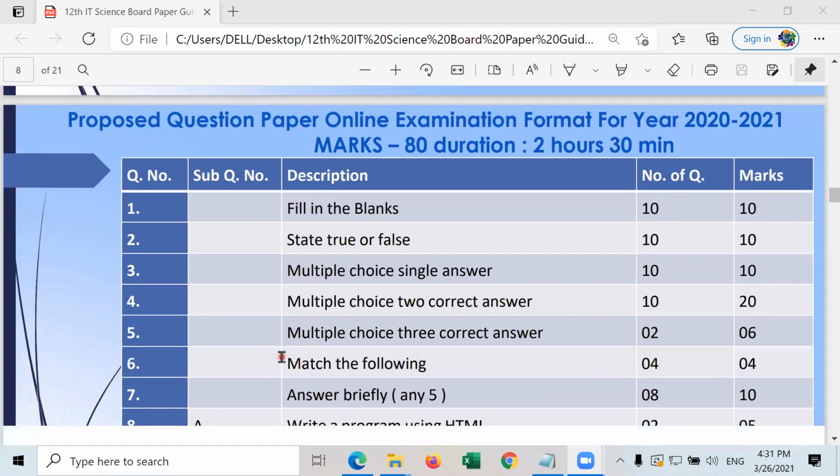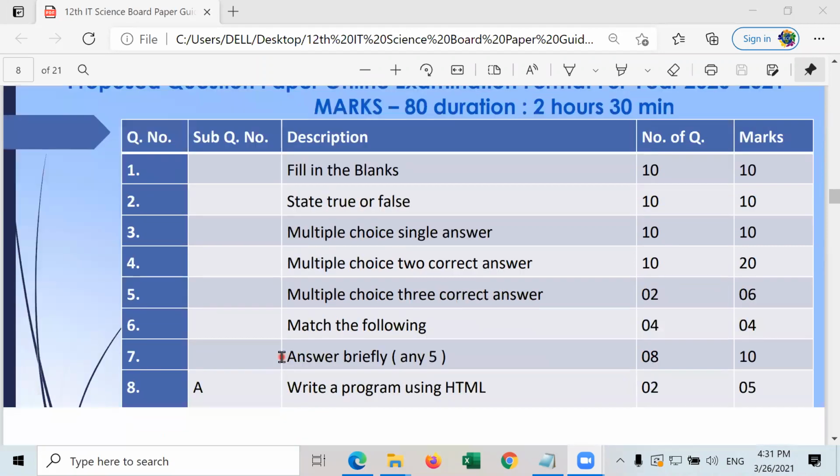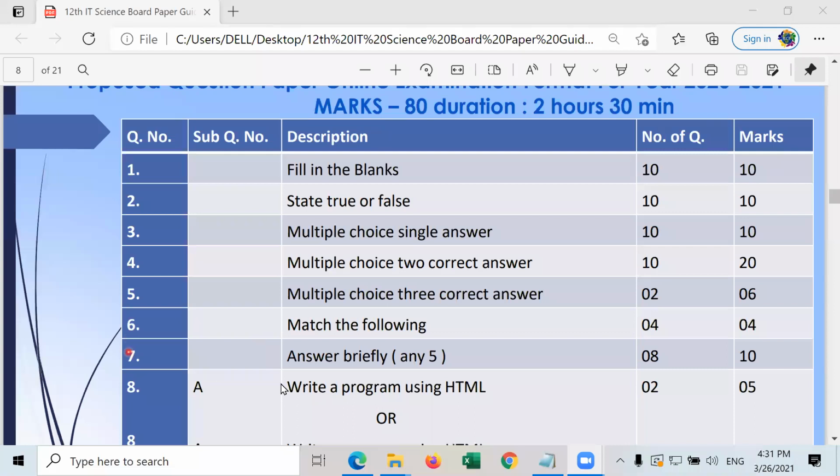Moving to next question, that is question number 7. Number 7 is short answers. Answer briefly. Now, this question has 8 questions in it. Out of 8 questions, you have to solve any 5 questions. So, for question number 7, you get options. You can solve any 5 questions out of 8.